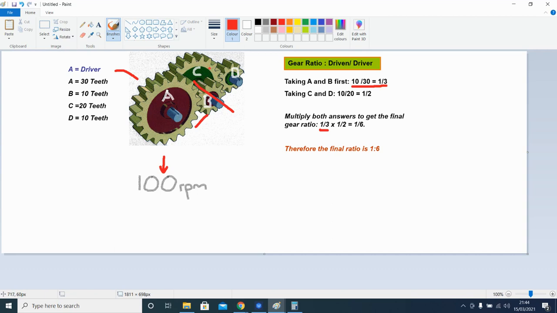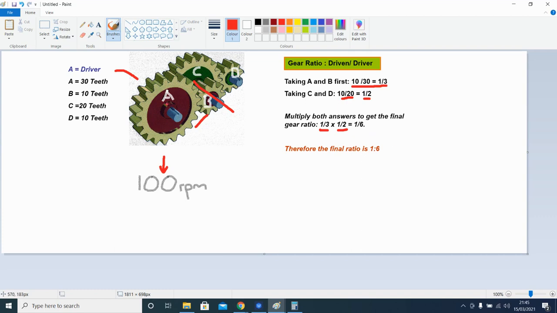But we have to think carefully because C is driving D here, because it's attached to B. So C is next and it's going to drive D. D is the driven. D is 10, C is 20. So that's 10 driven over driver, 10 divided by 20 will give us a half. And then we have our input ratio multiplied by our output ratio, which will give us 1 over 6. And that's our ratio. 1 is to 6.